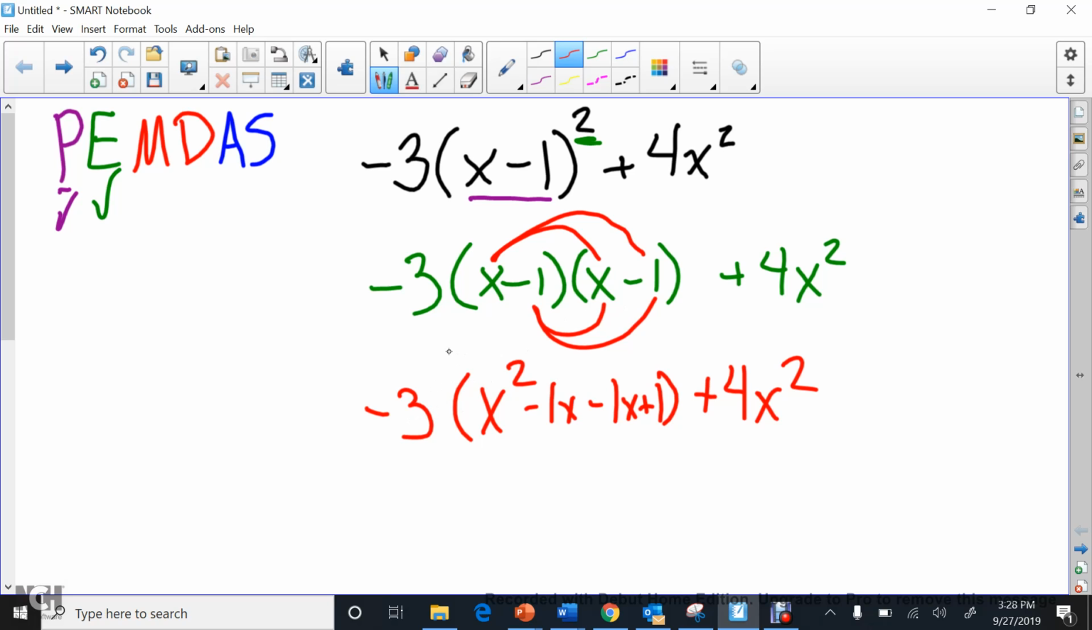Before that, however, I notice on the inside of my parentheses, I have 2 negative 1x's that can be combined. So just to make my job a little easier, I'm going to combine those two like terms first. Negative 1x plus negative 1x makes negative 2x. And the rest of the problem remains the same.